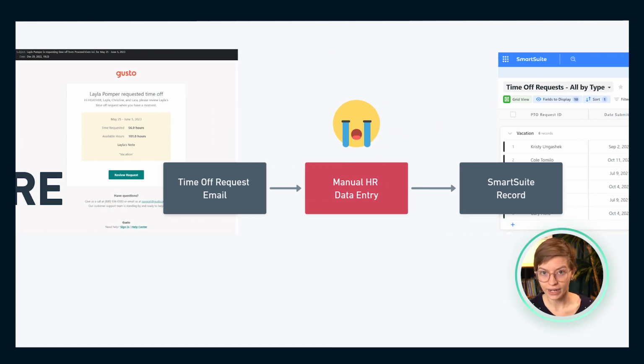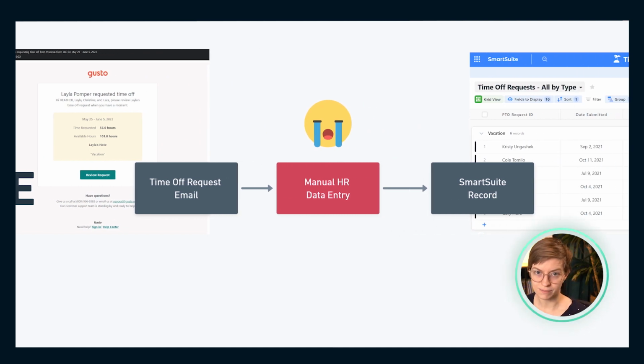When we have the new hire, we create the new area in SmartSuite. When we have the new time off request, we create the new record in SmartSuite. And that creation is a lot of manual data entry that can really slow down, in this example, an HR function, but really any function of your business.